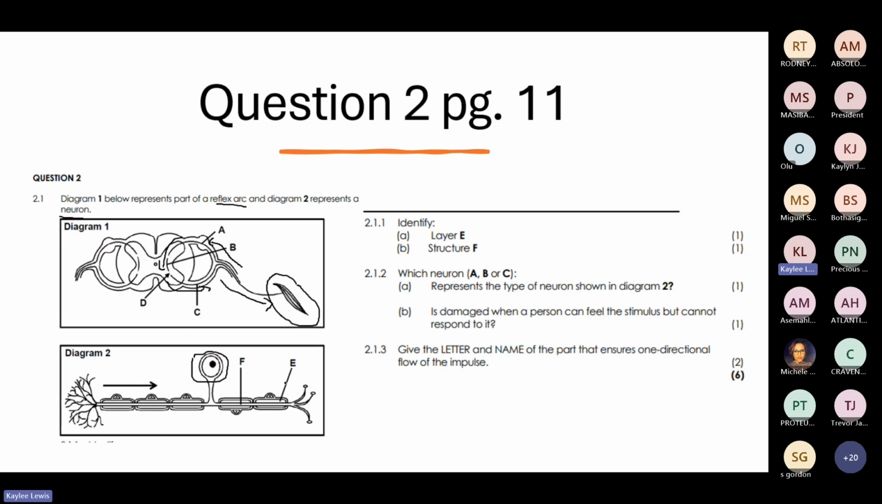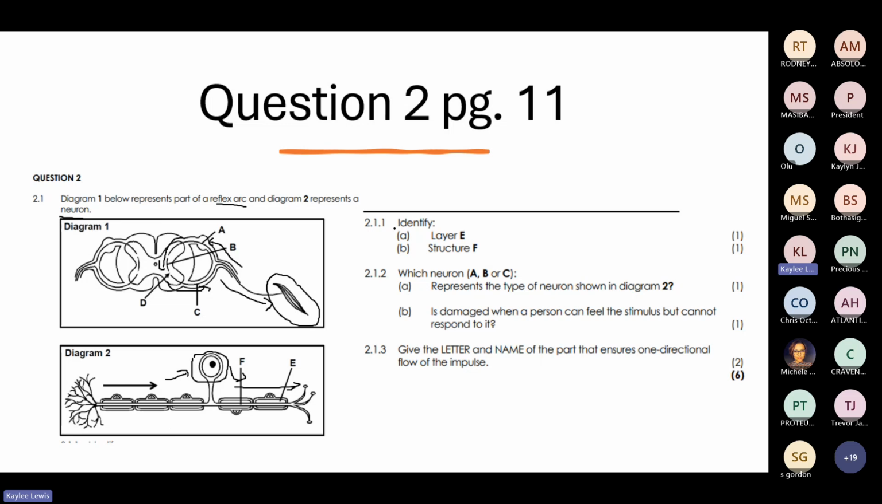So that's what I can see over there. All right, and because it's a flow, that means the impulses will go this way, towards the cell body and then away from the cell body. The structure that takes it away is the axon. And then E is that layer surrounding the axon, which would be the myelin sheath. Okay, so let's answer the questions.